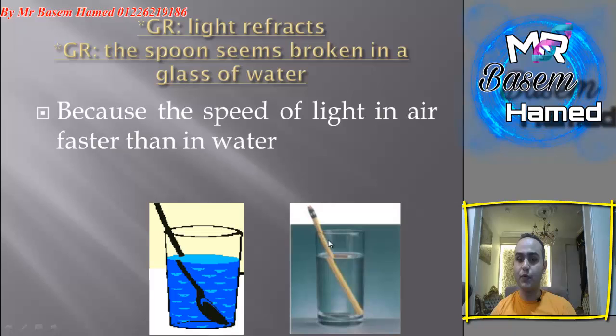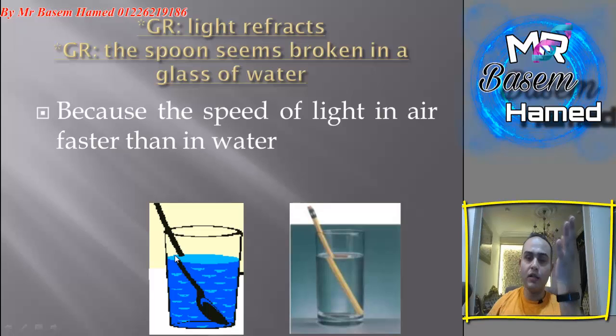Here are some examples. Due to this property, light refraction, we can see this pencil broken and this spoon broken when we put it in the glass of water. Give reason: why does the spoon seem broken in the glass of water? Why? Because the speed of light in the air is faster than in water.